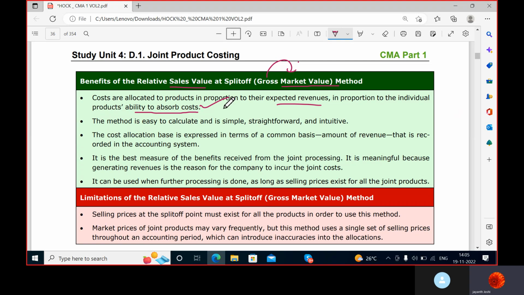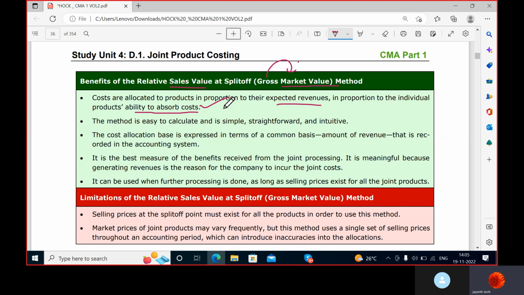So we saw the expected revenues from those products and what potential those products have, if we see them individually, which one can give us more revenues or less revenues. We are seeing the ability by just checking the revenues of all those products in the previous example we discussed, correct? So not every product is the same. Petrol and diesel are not giving you the same amount of revenues. They give different revenues. So that shows their ability to absorb cost. That means petrol, the revenue is high, the cost would be high. Diesel, the revenue is less, the cost would be less.